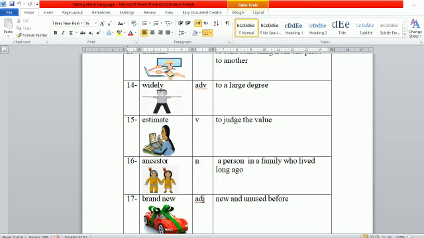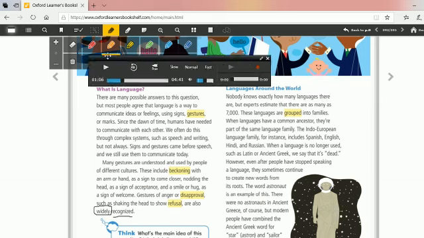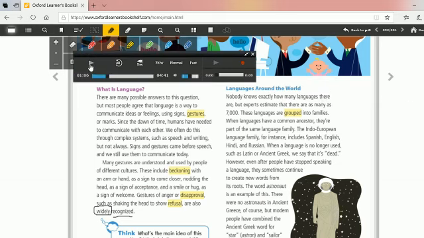Let's continue scanning. Languages around the world. Nobody knows exactly how many languages there are, but experts estimate that there are as many as 7,000. Please circle the word estimate.